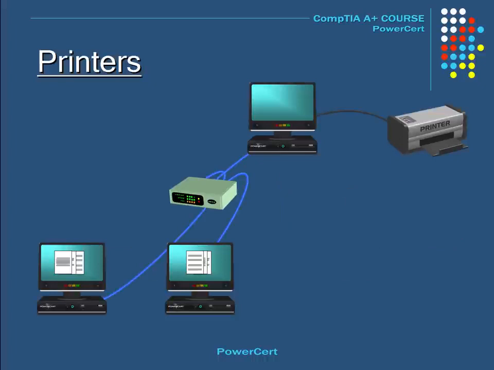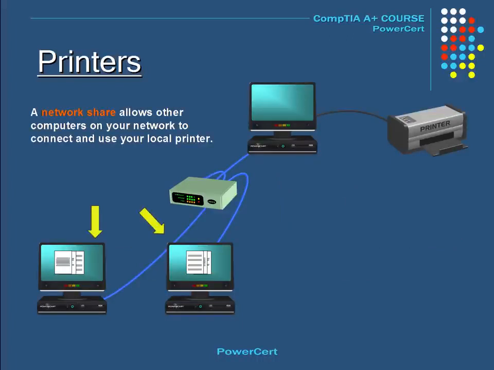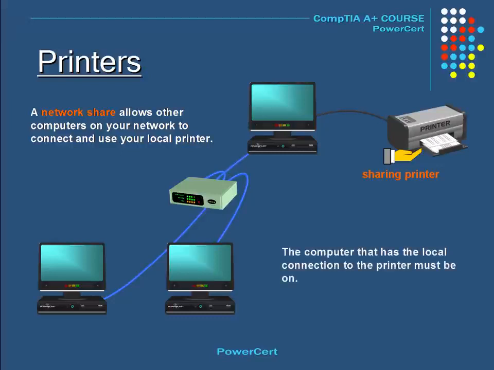Another method of connecting is through a network share. For example, you can allow other computers that are on your network connect to your local printer by sharing your printer over the network. So after the printer share setup is complete, the other computers can now print to the printer that is connected to your computer. So your computer basically acts as a gateway for other computers to access your printer. But the drawback is that your computer has to be on in order for others to use your printer.